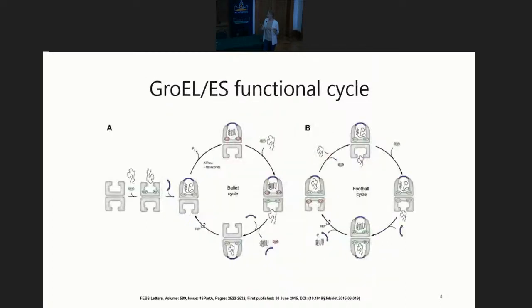The GROEL-ES functional cycle, again, this is a picture from the same review, and it is kind of simplified because there are new data that will make it outdated. But just to make it simple, I will focus on this one. Again, the idea is quite simple. Here you have this empty complex. Here you have the unfolded protein and the green ATP molecule. So the green ATP molecule binds to one of the rings, and the unfolded protein binds to the apical domains.